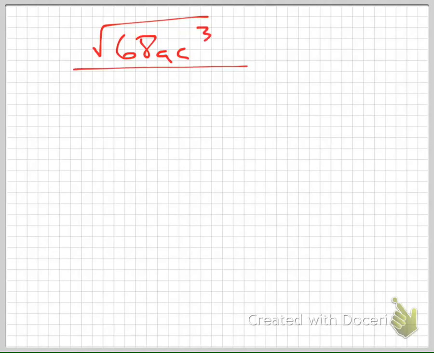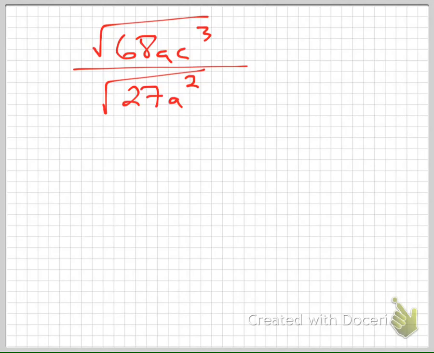Try one. Oh, this is going to be good. Let's go. 68ac to the 3rd over the square root of 27a squared. There you go. So listen.